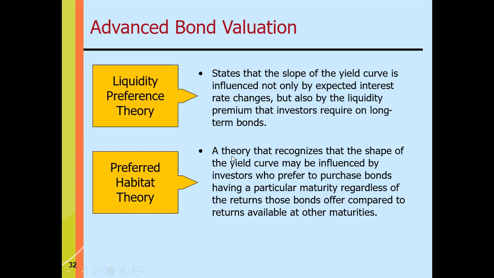Preferred habitat theory recognizes that the shape of the yield curve may be influenced by investors who prefer to purchase bonds having a particular maturity, regardless of the returns those bonds offer compared to returns available at other maturities. So they would disregard the returns. Instead, they would like to have certain maturity dates only, hence preferred habitat. So for example, they would favor 5 years versus 10 years.